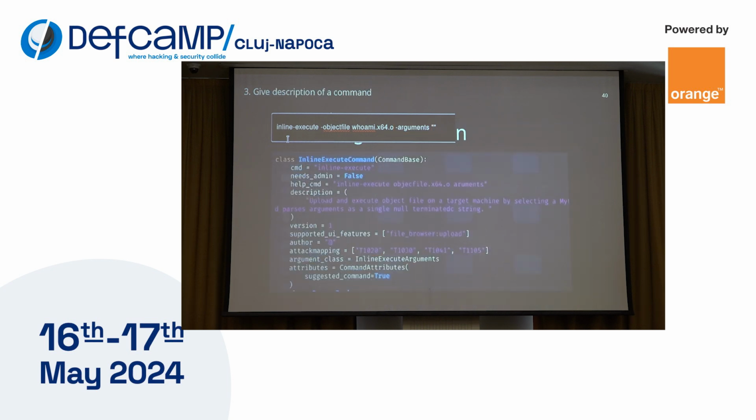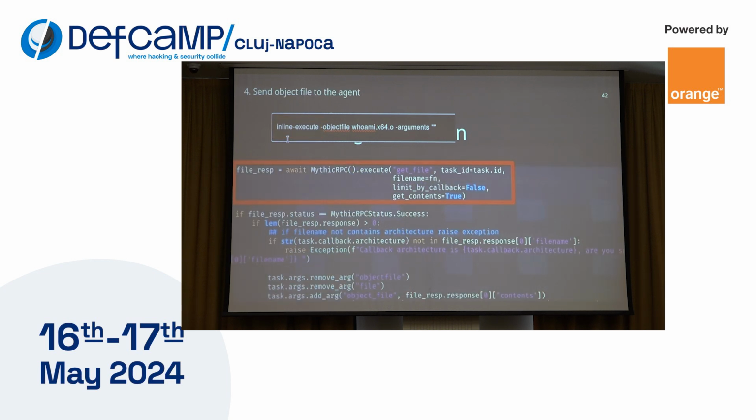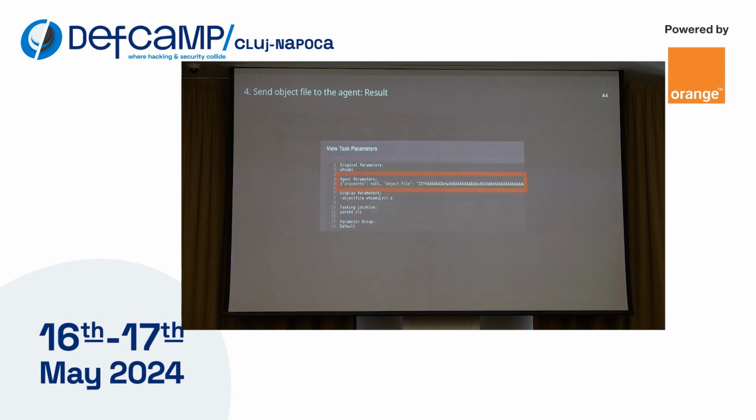Next, you need to create the second class in Python. You need to provide the description and the command itself. So if you type it here, now you have a new command in your agent. And after that, this is the final part. You need to use Mythic RPC, which is a Python-based RPC to interact with Mythic, and you need to retrieve the content and send it to the agent.